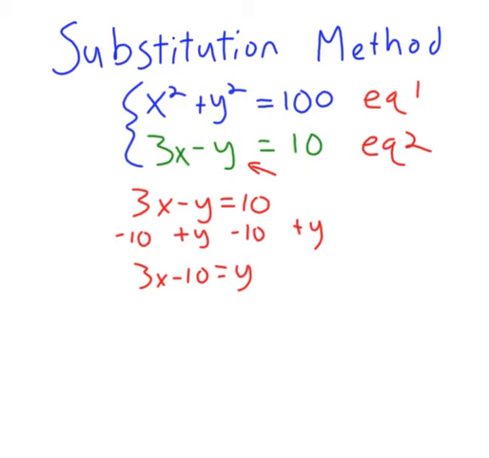And just to make things clear, we'll rewrite it with y on the left side. So y equals 3x minus 10. Great, now we have y in terms of x. So we can sub it into our original equation 1.